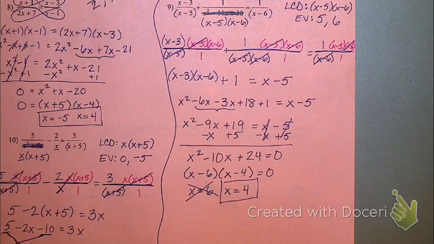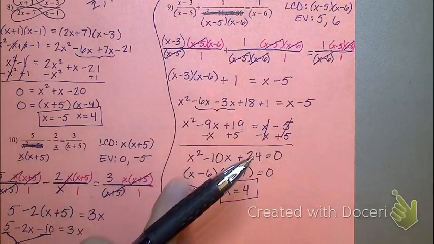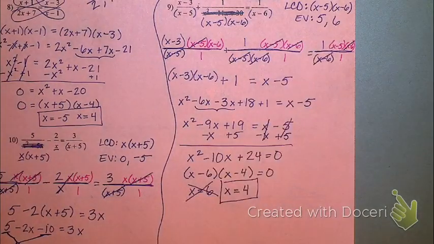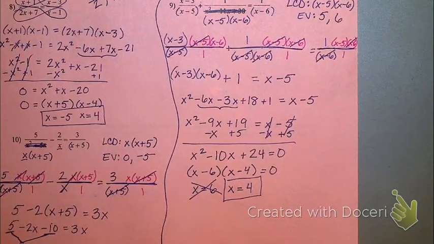Okay? I guarantee that on one of these problems somewhere there's going to be at least one time where you come across an excluded value. At least one time. Okay?